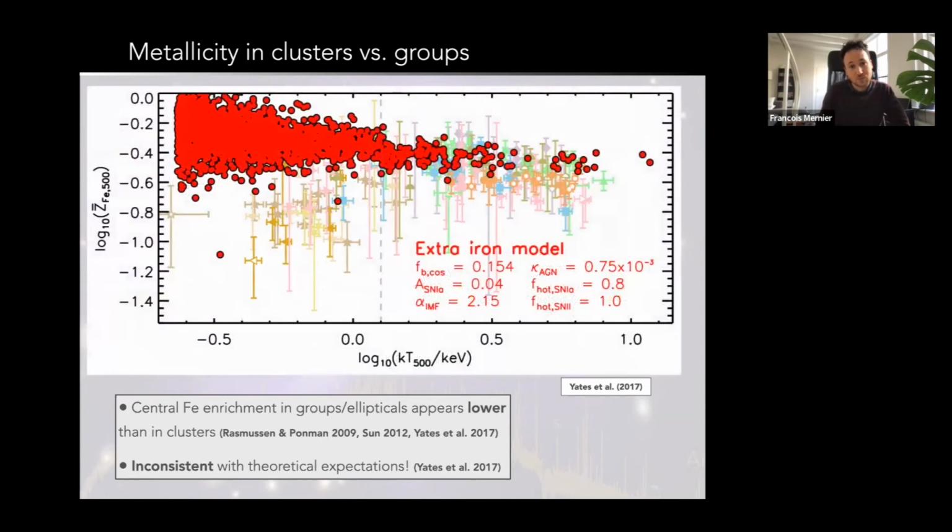observations, but the problem is that they did not match at all what theoretical expectations would predict. If you look, for example, at semi-analytical models, they would predict that you would have as much iron in groups and in ellipticals as you would have in rich and massive clusters.